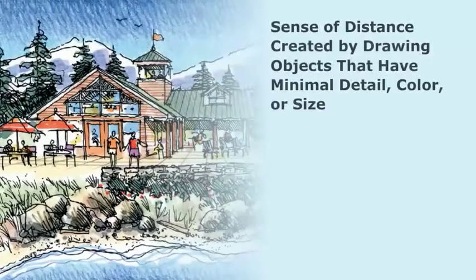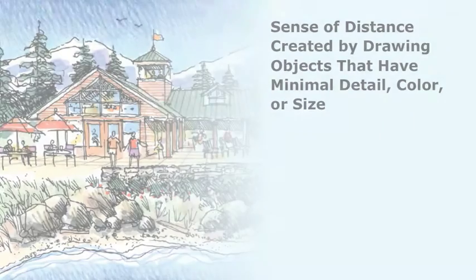On the other hand, a sense of distance can be created by drawing objects that have minimal detail, color, or size. In this figure, the foreground rocks and wall in this drawing are highly detailed. To emphasize distance, the mountains are created with a single line and minimal coloring. The foreground has greater detail, where the background has minimal detail.